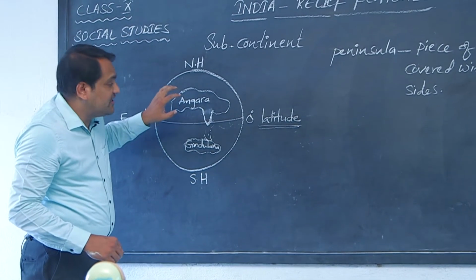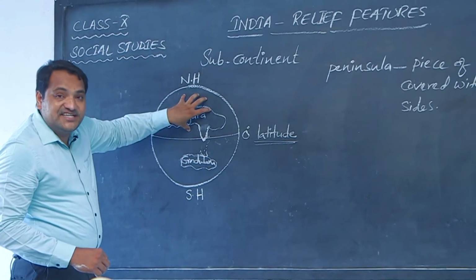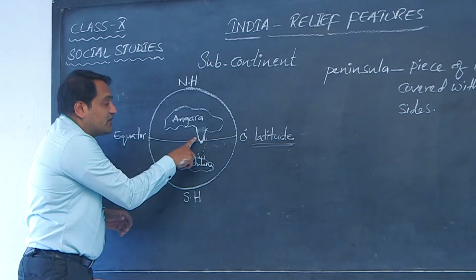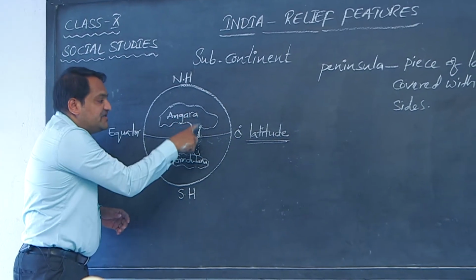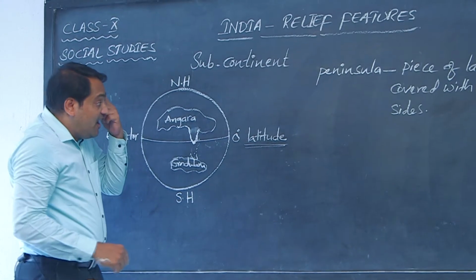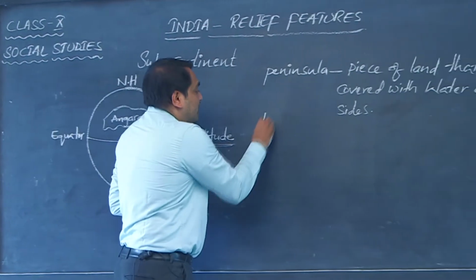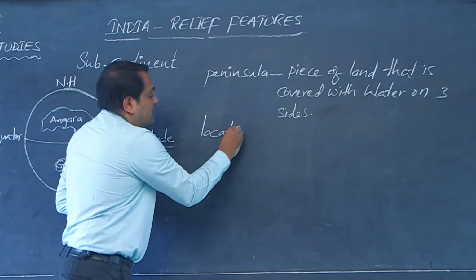Where is India located? India is located in the northern hemisphere of the world. Now, let us look at the location of India on the world map.